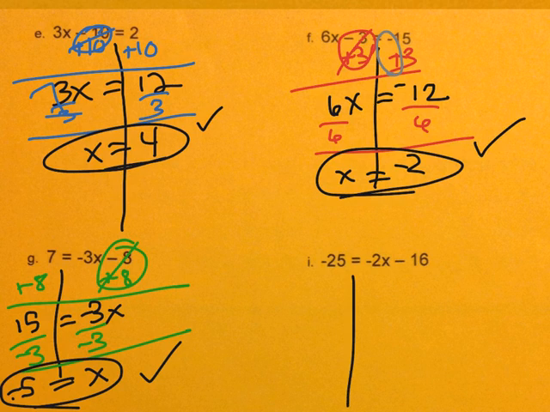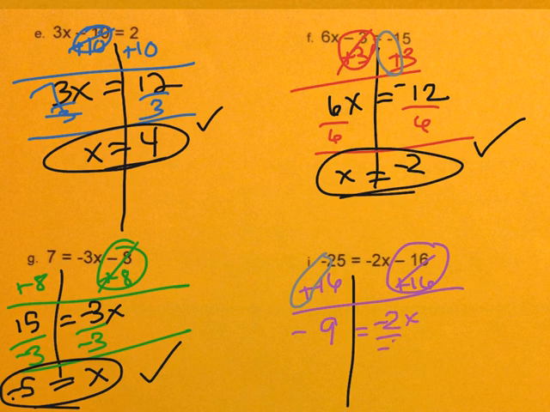Letter I, drop my line. I'm going to add 16 to both sides, because that will zero those out. Okay, on the left, again, here we go. I've got a negative and a positive, so since they're opposite signs, I'm going to subtract them. And 25 minus 16 is 9. And I do have more negatives again, so it's a negative 9 equals negative 2x.